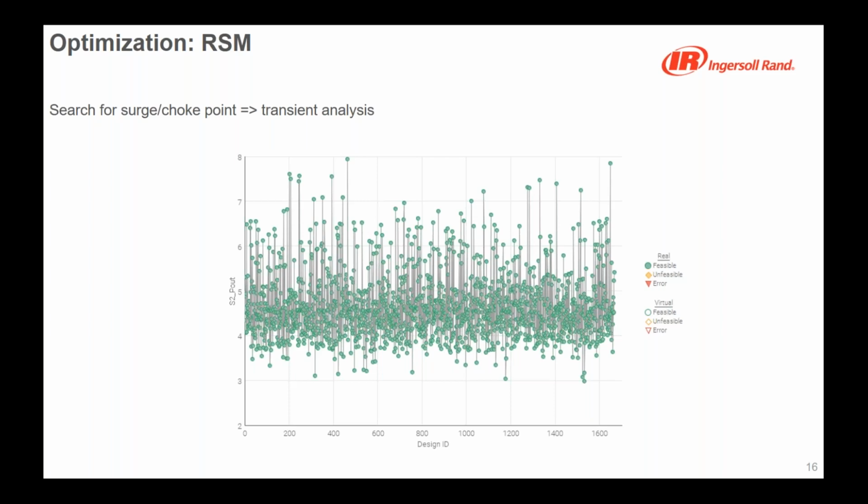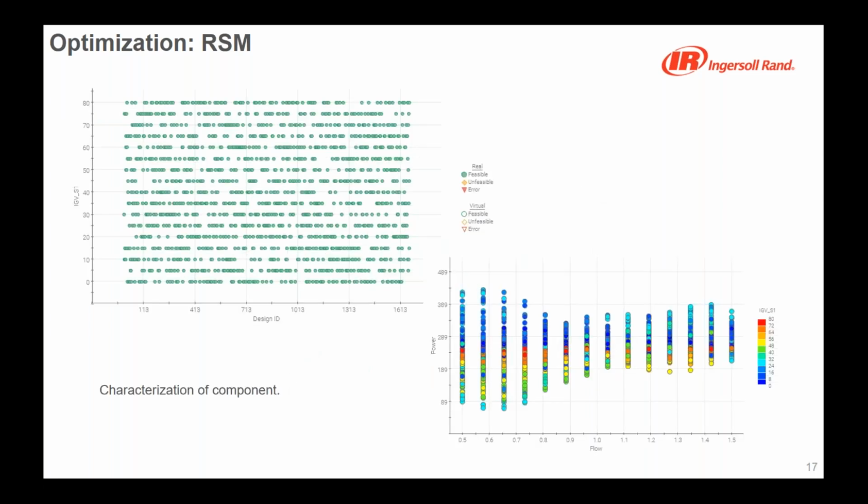So you can select which point you are interested in and maybe run transient analysis for a few cases only. So that's one of the uses. Another possible use is the characterization of a component. In this particular slide, still for the same case as before, we are looking into the characterization of the behavior of the IGV valve in the full space.